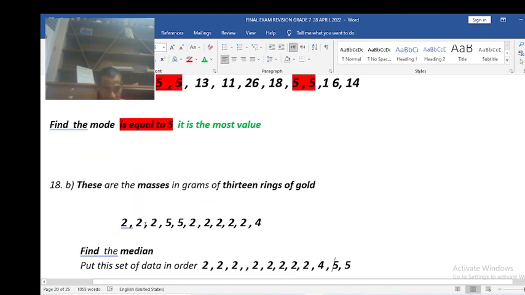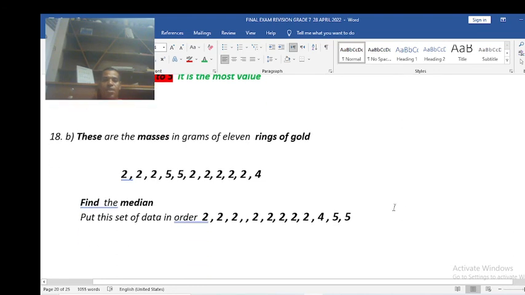Okay. 1, 2, 3, 4, 5, 6, 7, 8, 9, 10, 11. Okay, of 11 rings. Okay, now you can see that your set is put in order. The number of values is 11.